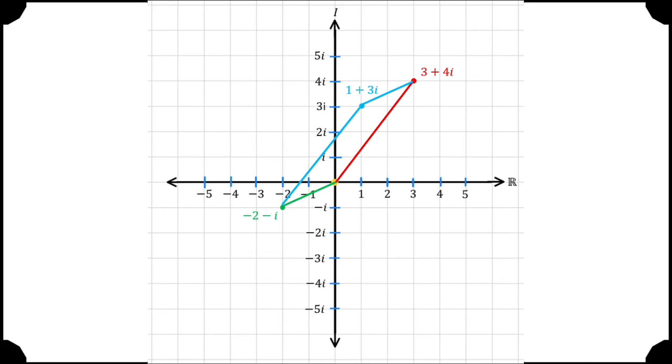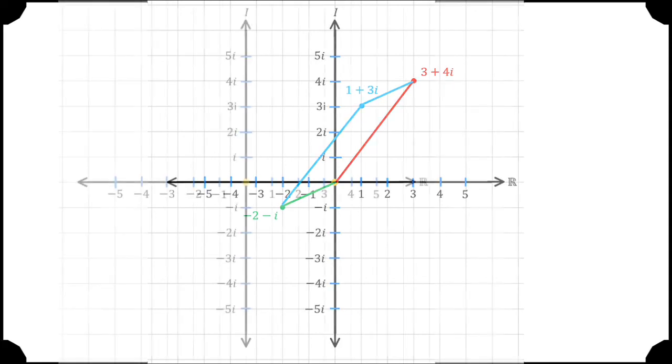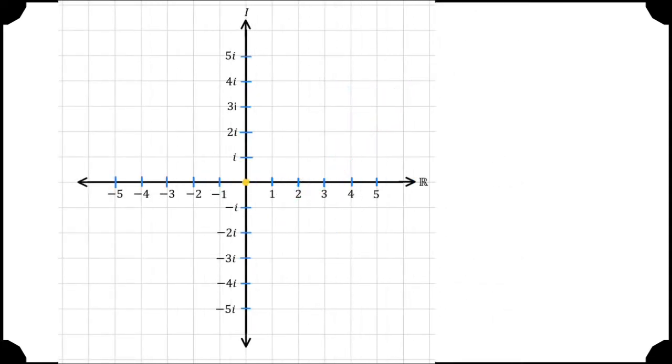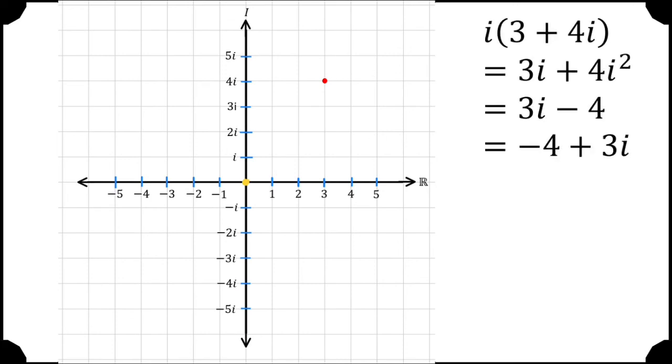Unfortunately though, there isn't anything exciting with the other operations of complex numbers on the complex plane. But there is still one last fact. Let's take a point, 3 plus 4i for example. Now, let's multiply that by i. Well, we know how to multiply by i, and we'll get 3i plus 4i squared, just 3i take away 4, which gives negative 4 plus 3i.